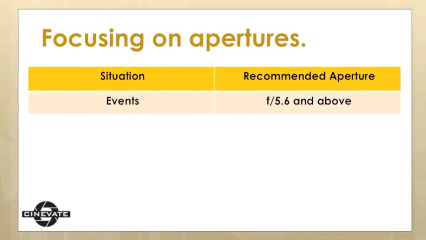For example, if I'm going to capture an event like a wedding reception or a live concert, I'd be more inclined to use an aperture like 5.6. Events are unpredictable, and using an aperture like 5.6 or 8 is a great safety net when I don't know where the action is going to be.